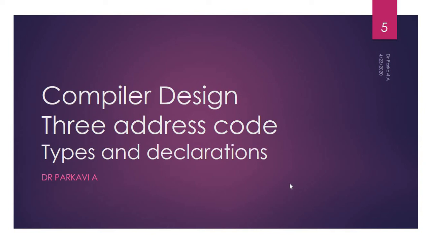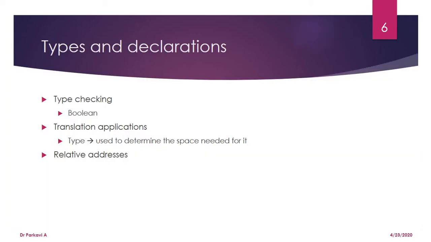So in this video we'll discuss types and declarations under the three address code topic of compiler design. So let us discuss types and declaration. The first task the compiler has to do is check the types, whether they are matching or mismatching. If the types are matching, it will return true. If they are mismatching, it will return false. It will return boolean values.